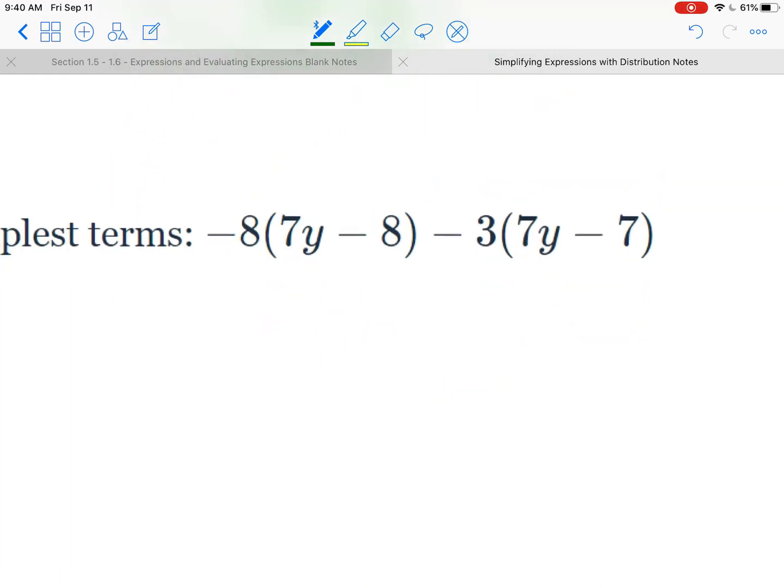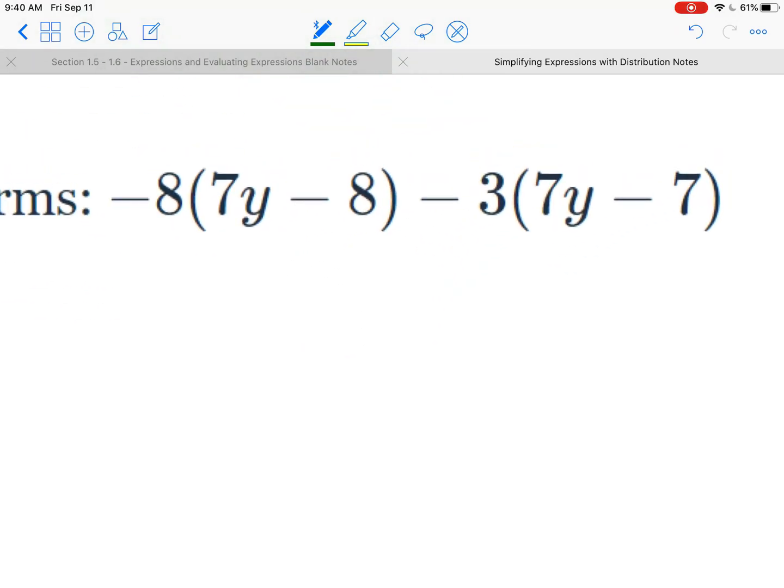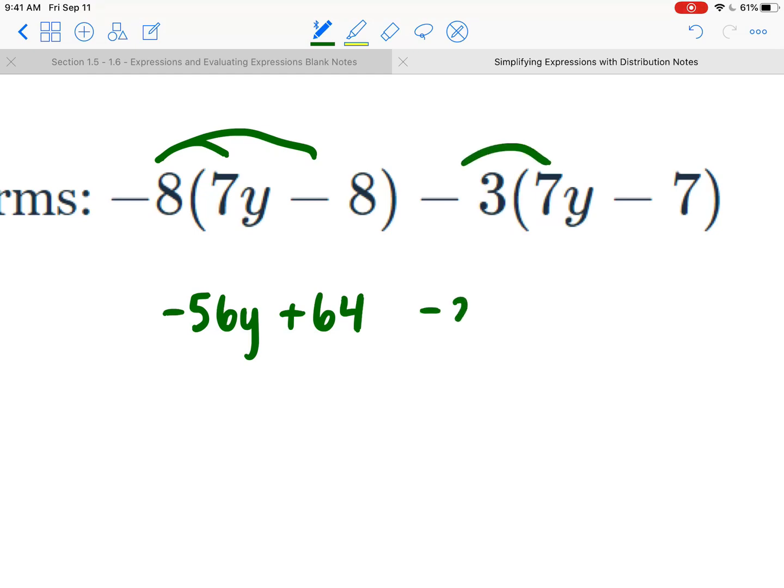All right, next one, last one here, I think, right? Yep, that's it. Okay, so we're going to distribute here. Negative 8 times 7y would give you negative 56y. Negative 8 times negative 8 gives you plus 64. Negative 3 times 7y gives you minus 21y. And negative 3 times negative 7 would give you plus 21.